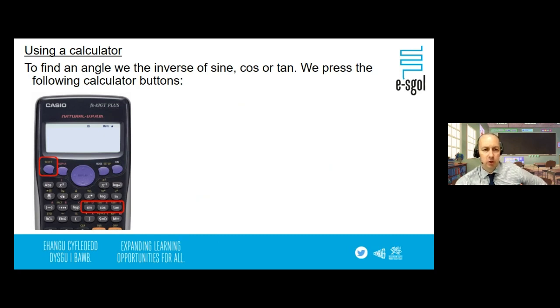Now what the shift button does on a calculator is gives us a second function. So if you notice on the calculator, there's little bits of yellow writing, and they show you the second functions. It's quite useful for quite a lot of things. You may have used it in the past to find pi in your calculator, for example.